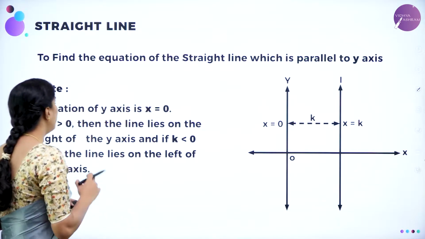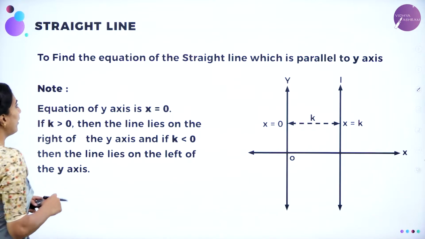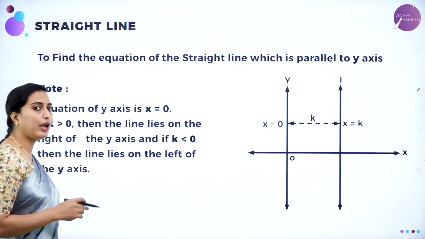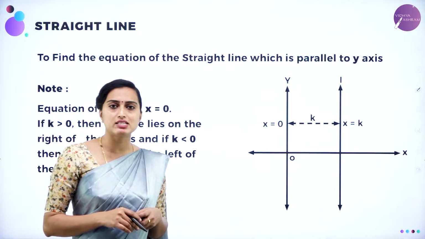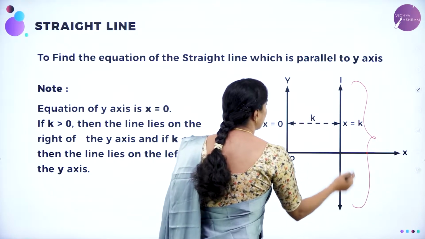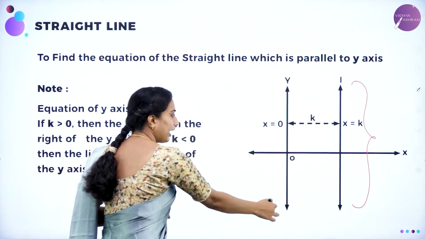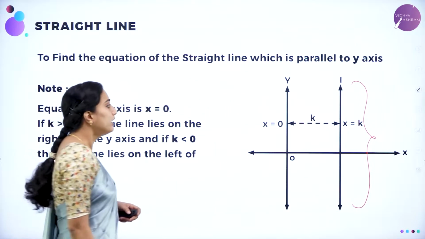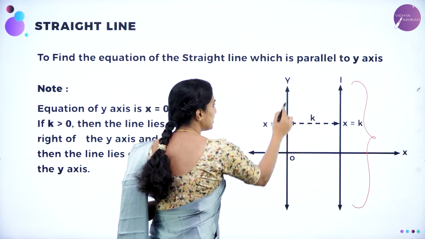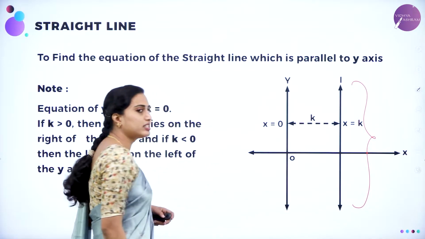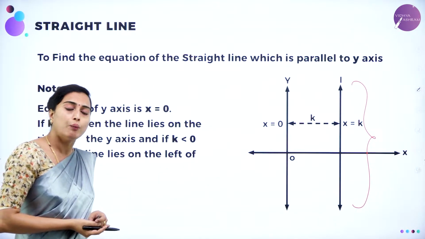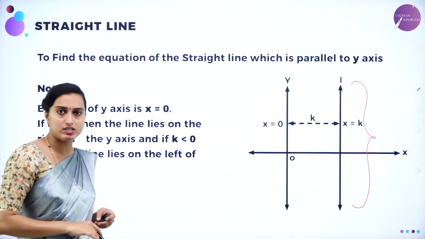So therefore, we'll move on to the next condition: to find the equation of a straight line which is parallel to the y-axis. Now we have learned parallel to the x-axis, so let us move on to the line parallel to the y-axis. Now, the distance is covering from where? You know already that the equation of the y-axis is x = 0, the starting point.